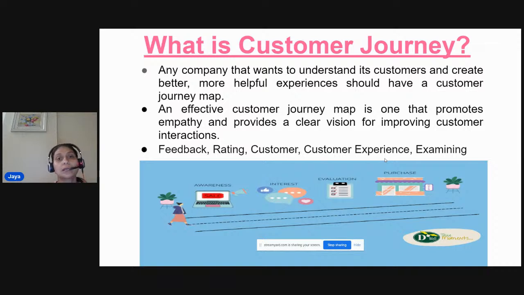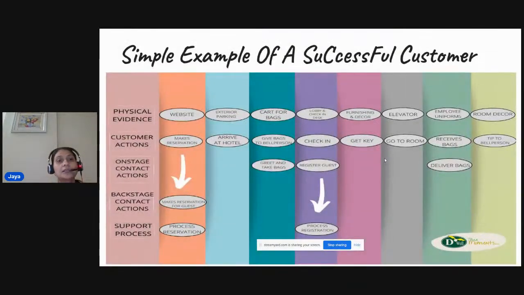So that is what is described in 4 to 5 stages. That means it requires feedback, rating, customer experience, and examining, which all go into making a customer journey. My second slide comprises a simple example of a successful customer journey.